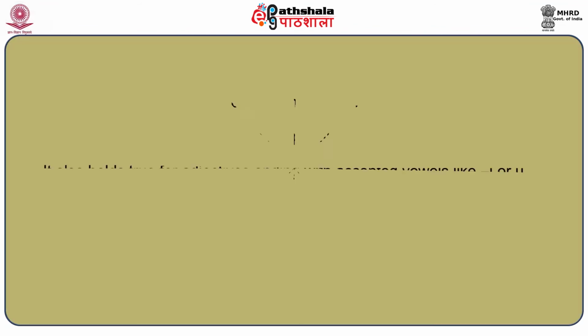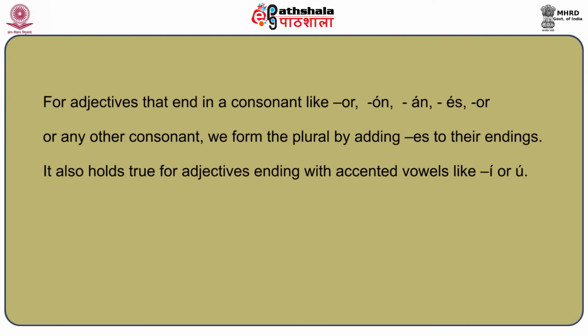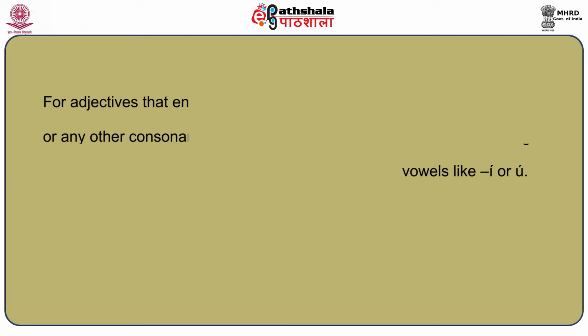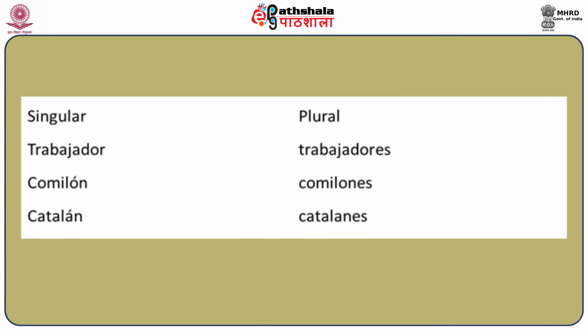Now, as we mentioned, for adjectives that end in a consonant like r, or n, or s, or any other consonant, we add es to their ending. It also holds true for adjectives ending with an accented vowel like í or ú. For example, trabajador, ending with a consonant, the plural will be trabajadores. Comilón, comilones. Catalán, catalanes.